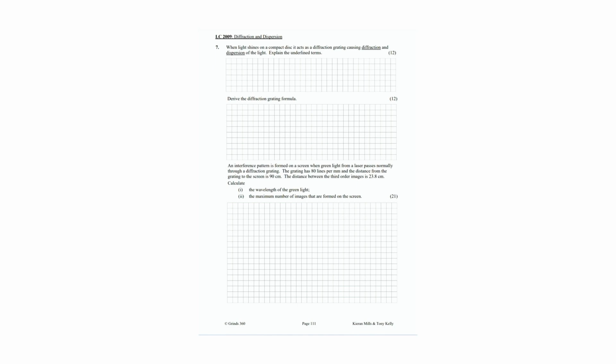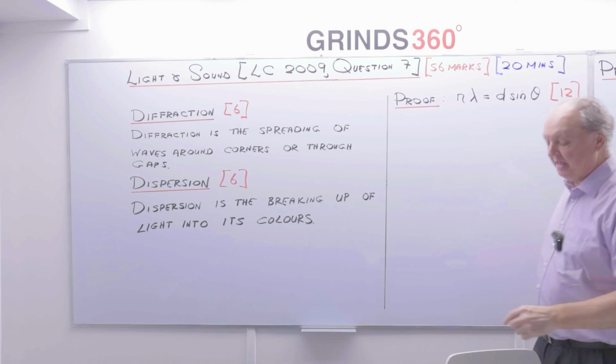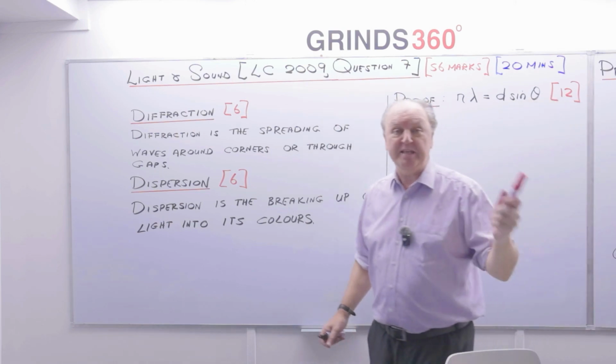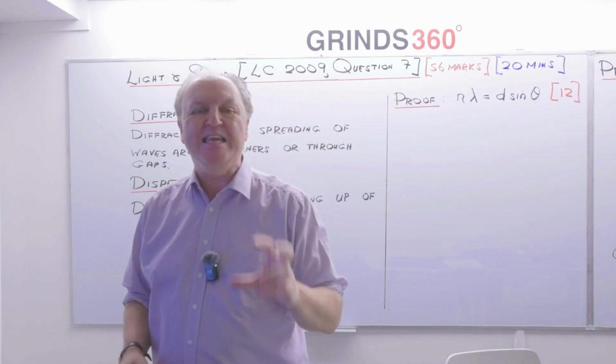In question 7, it says, when light shines on a compact disc or CD, it acts as a diffraction grating, causing diffraction and dispersion. And they want you to explain the underlying terms. So that's just a question of writing down the definition for each. And the definitions are nice and easy. I always say, when I think of definitions, remember a key word.